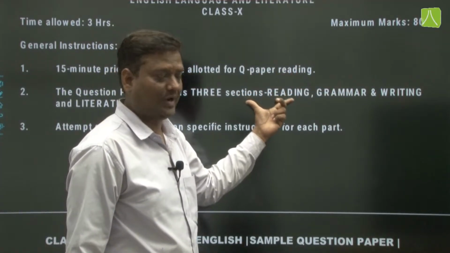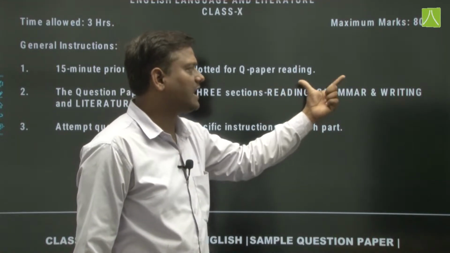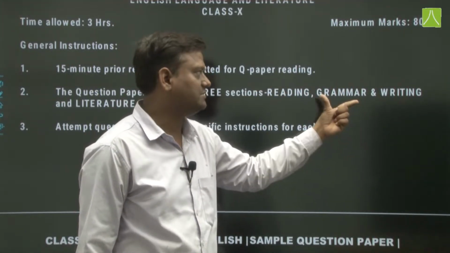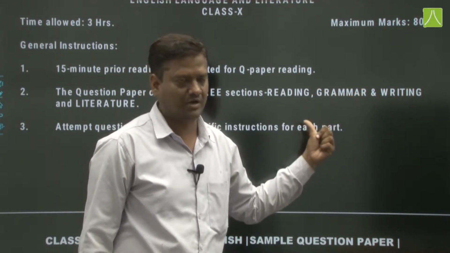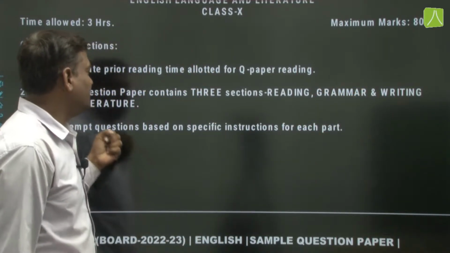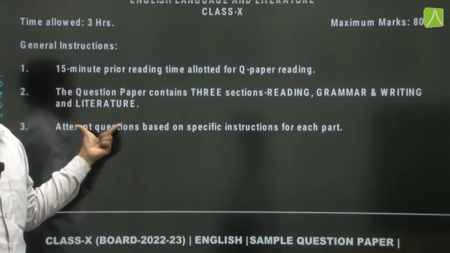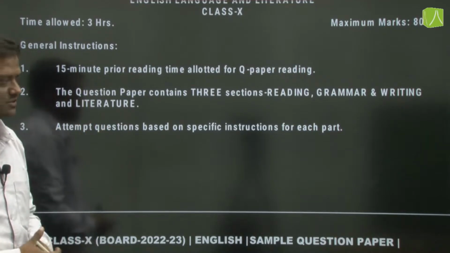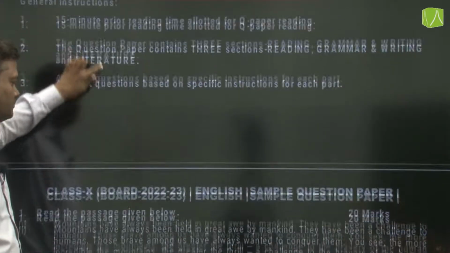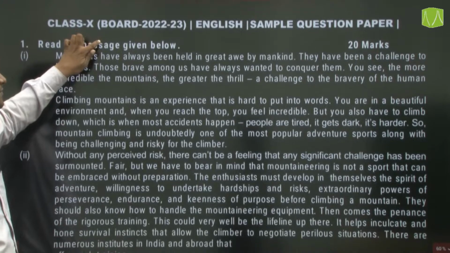Reading will be of 20 marks, grammar will be of 20 marks including writing of 10 marks. Then we will have literature of 40 marks. Section C, literature, will be of 40 marks. So let's see what type of paper we are going to see.